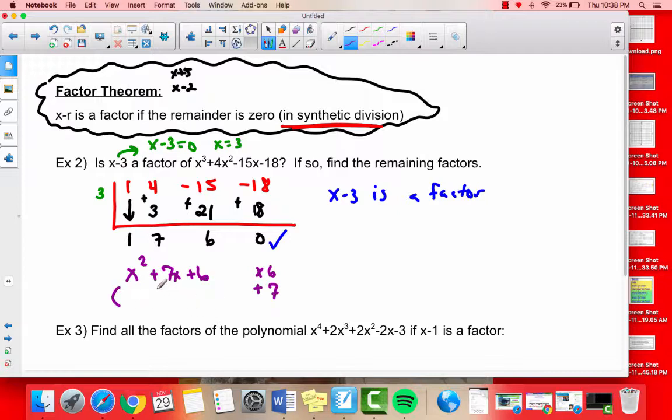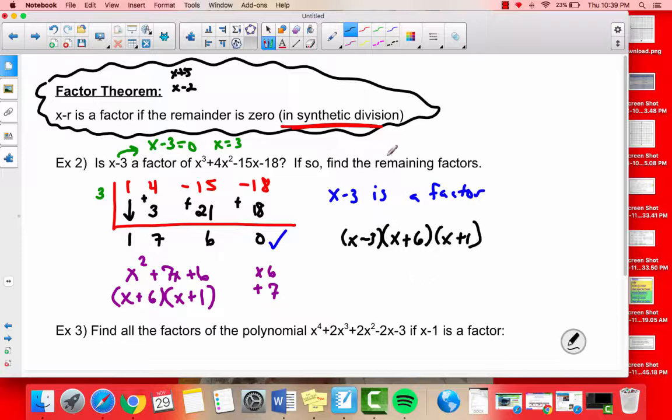I'm going to make my parentheses because this is just a quadratic. So I'm going to have an x and an x here. And then my factors of 6 would be a 6 and a 1. 6 plus 1 is 7, and 6 times 1 is 6, with 2 signs that are both positive. And so my final factors here are x minus 3, and then x plus 6, and x plus 1. So when it's said to find the remaining factors, these are my 3 factors, and then I'm finished.